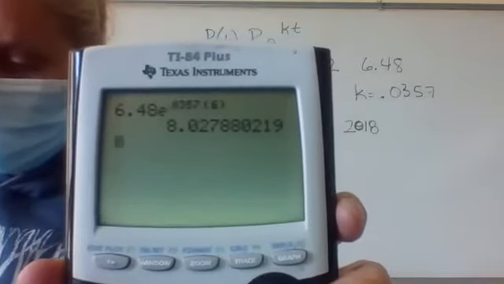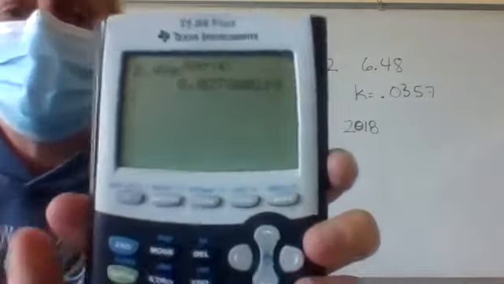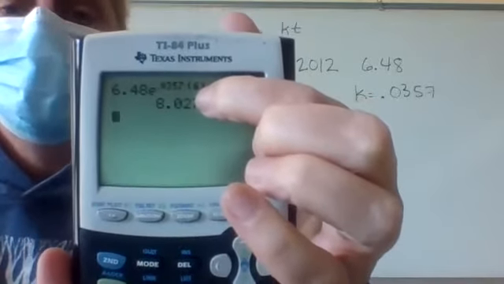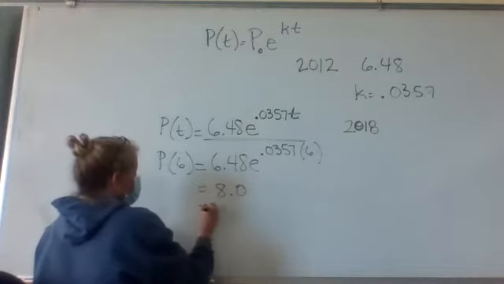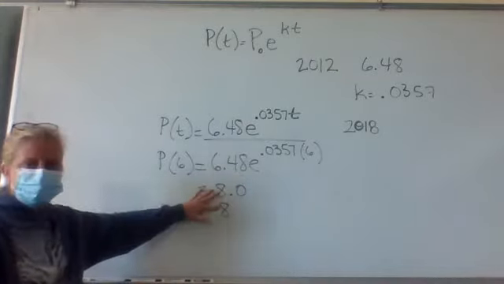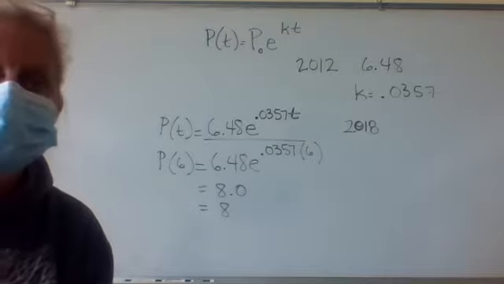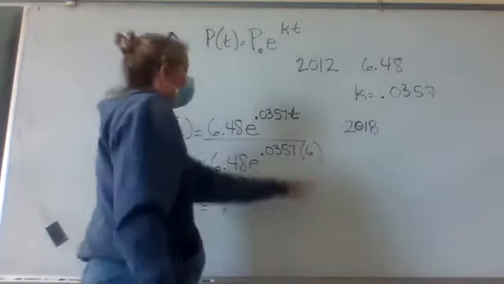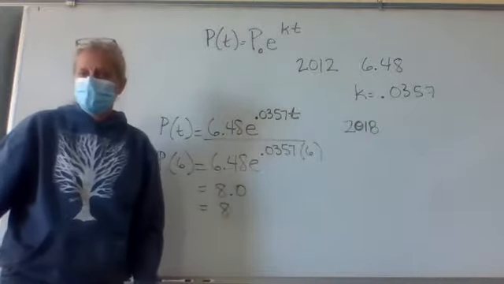What does this say? The population of the city in 2018 is blank million, round to 1 decimal place as needed. There's the 8.02. If I round that to 1 decimal place, it's just going to be 8.0, or just 8. It should take either one of those. Again, when it told me 2018, I knew that it was 6 years after the starting date, which means I could replace my T with a 6.